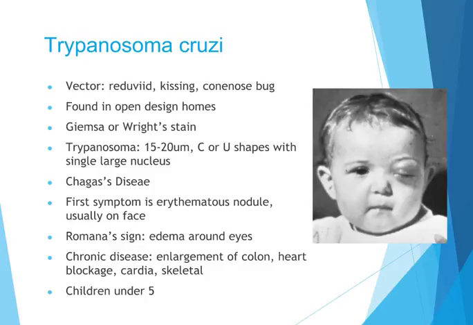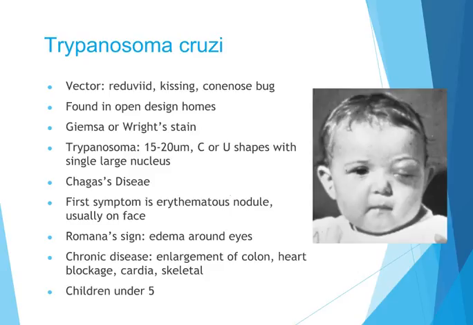It causes Chagas disease, and the first symptom is the erythematous nodule that's usually on the face from where the infection happened. There's also something called Romana's sign, which is edema around the eyes, which is what's wrong with this baby's eye. The acute disease could cause death. They have fever and chills. In the chronic disease, especially the heart and the skeletal muscle are affected, but it could also be the colon. And it's usually seen in children under 5.